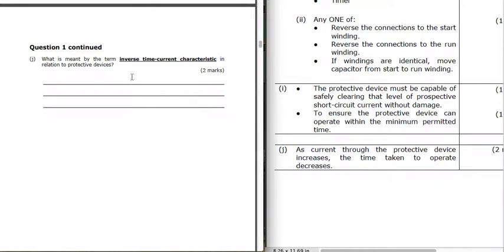J, what's meant by the inverse time current characteristic? So this is as the current goes up, then the time taken to operate comes down.